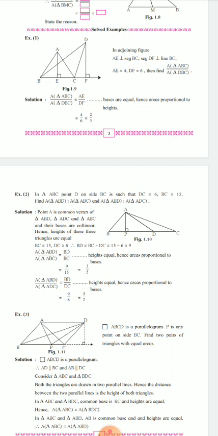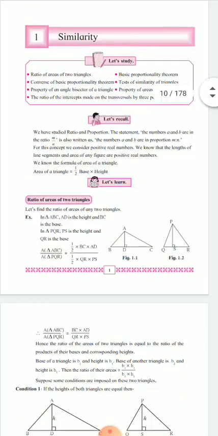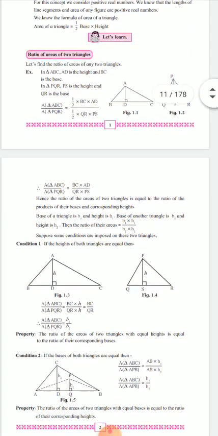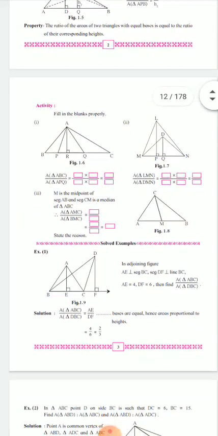If we see, for all three triangles, the height is AP, and as we all know, if the height is equal, we have to consider, as per the given property, the first property: if height is the same, we have to consider the ratio of their corresponding bases. So a similar property we have to use here.